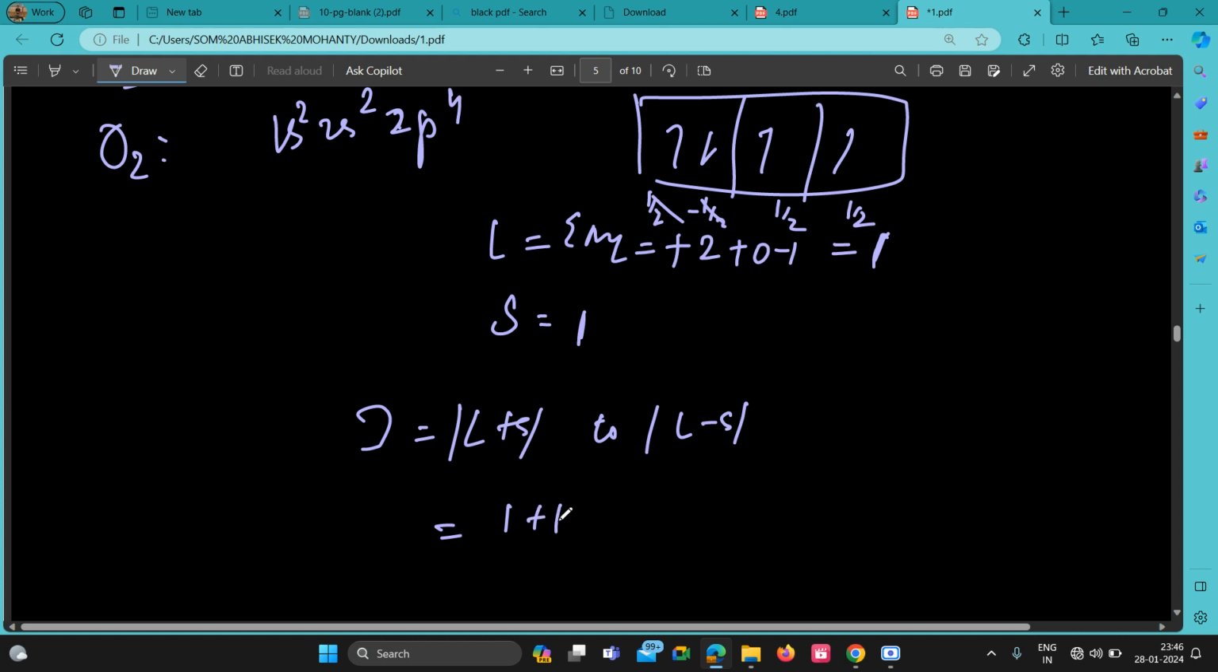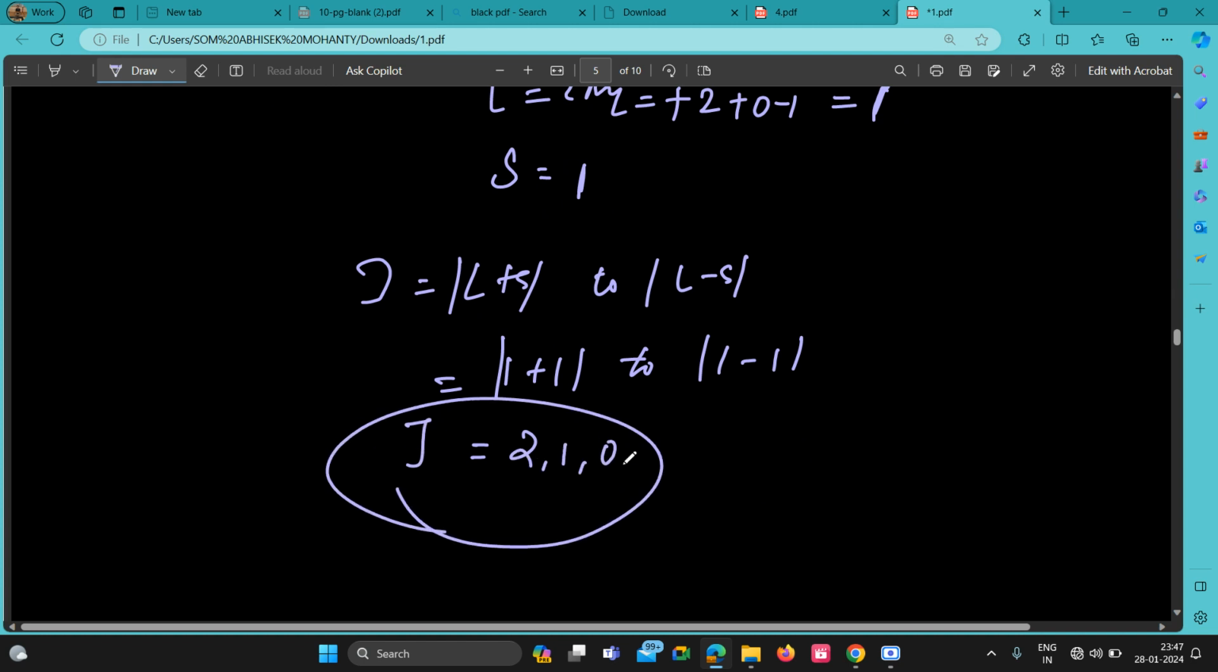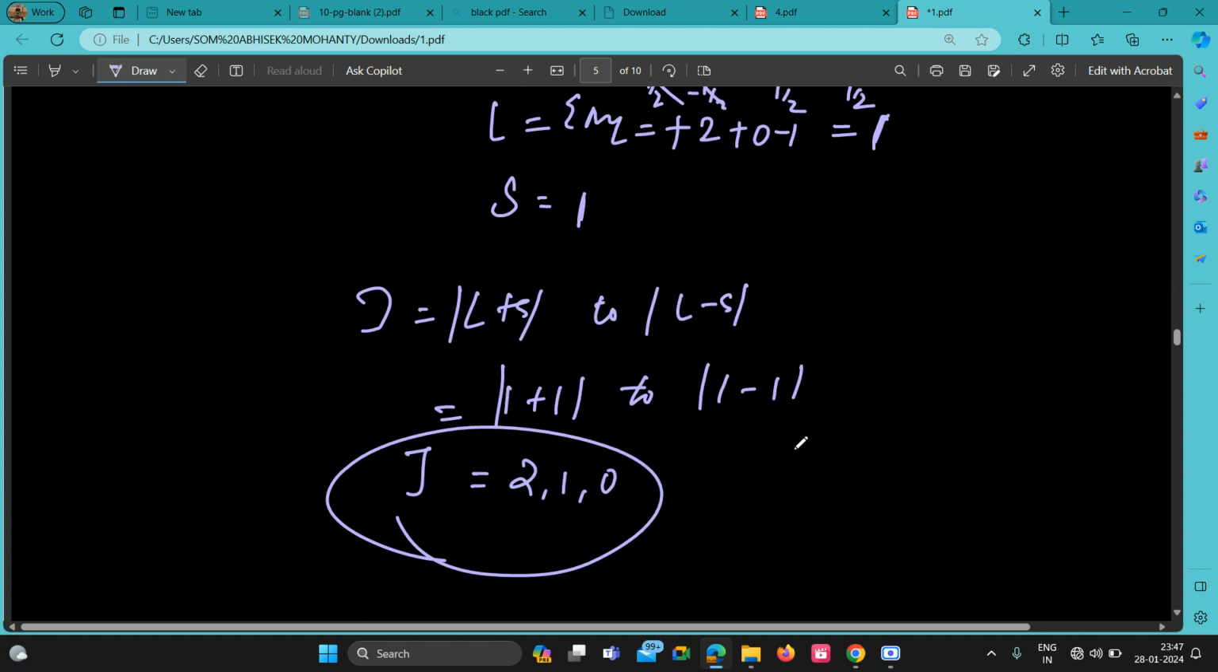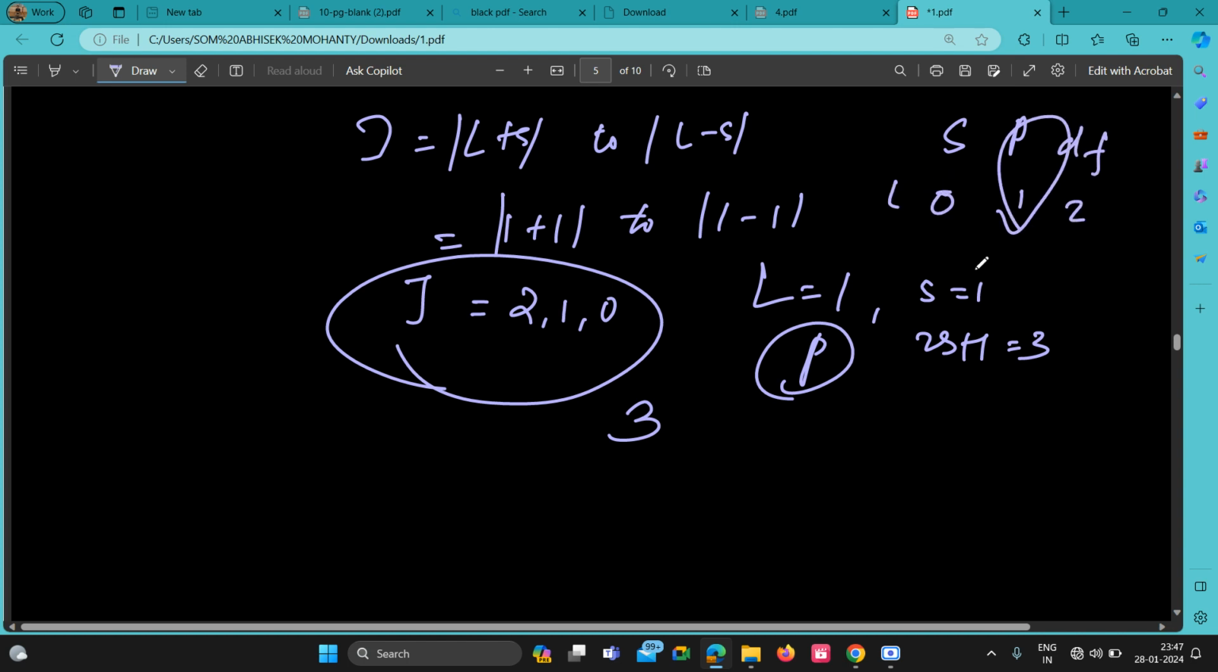So 1 plus 1 is 2, 1 minus 1 is 0, so 2, 1, 0. These are the J values. And we know the L values are what? L is 1, S is 1. S is 1 means 2S plus 1 is 3, so I can write it as 3 for L is 1. It is P, isn't it? Because we know SPDF, so L is 0, 1, 2. So for 1, it's P. So 3P, and the values are 2, 1, 0.